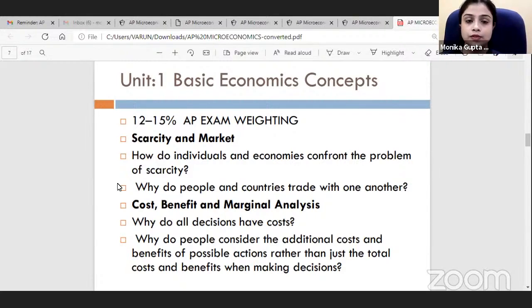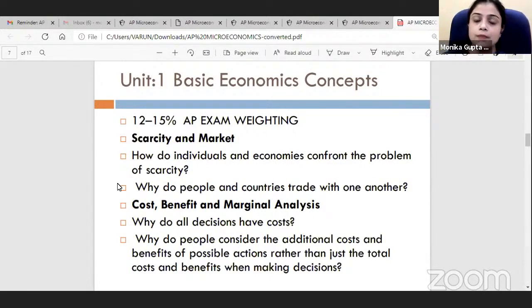Now, what are the skills that we talked about? What are the ideas that we talked about? There are 2 big ideas involved in it: scarcity and markets, and cost-benefit and marginal analysis. If I talk about scarcity and markets, that means how individuals confront the situation of scarcity, and what solutions they are going to find. In this unit, they're also going to talk about the advantage of specialization related to the industry, related to the country, and how they can have the advantages of comparative advantage.